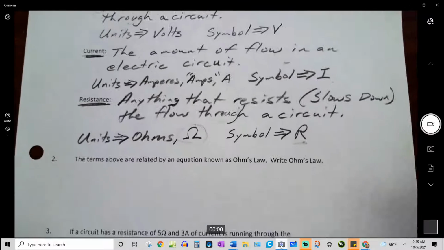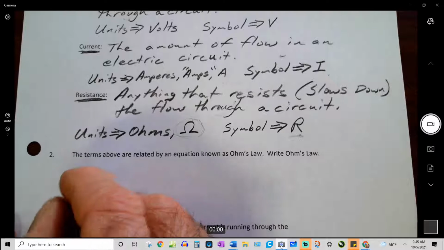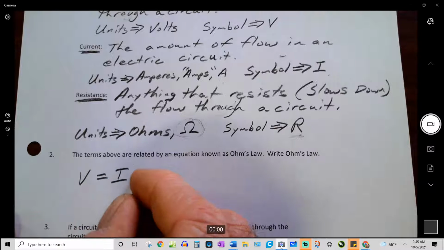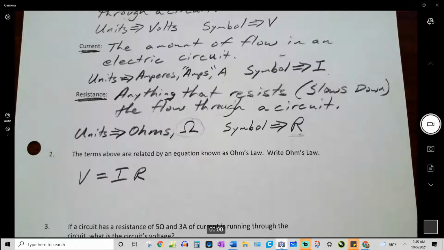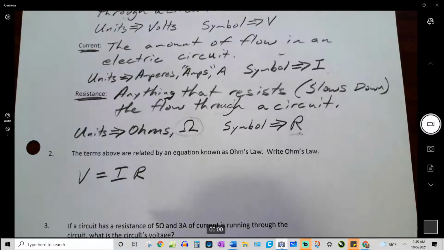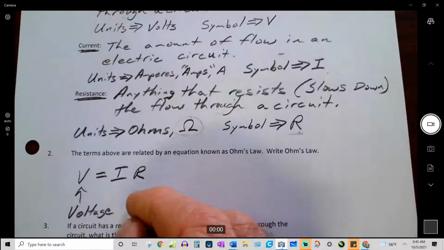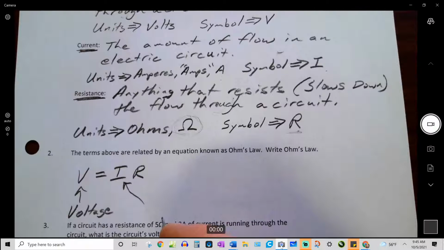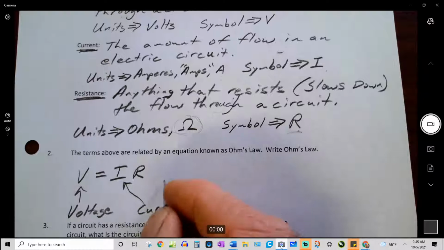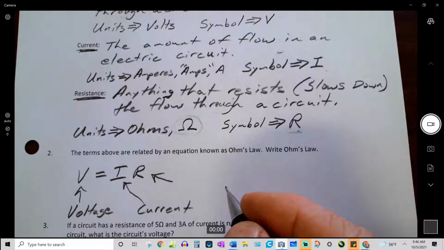Now, Ohm's law is just an equation. It's just V equals I R. And hopefully, as we go over the next page or so, you'll see it makes a lot of sense. It should be a sensible kind of thing to you. The V is volts or voltage. So this is the pressure pushing something through a circuit. What's the I? This is a little test, remember? I stands for what? Current. And R, what's R? Resistance.